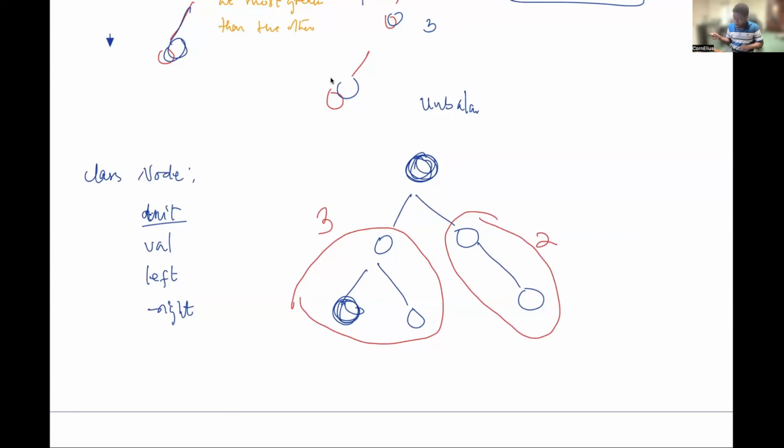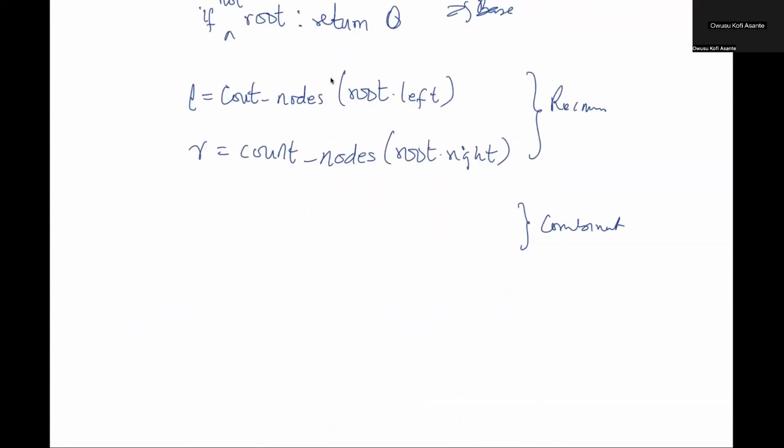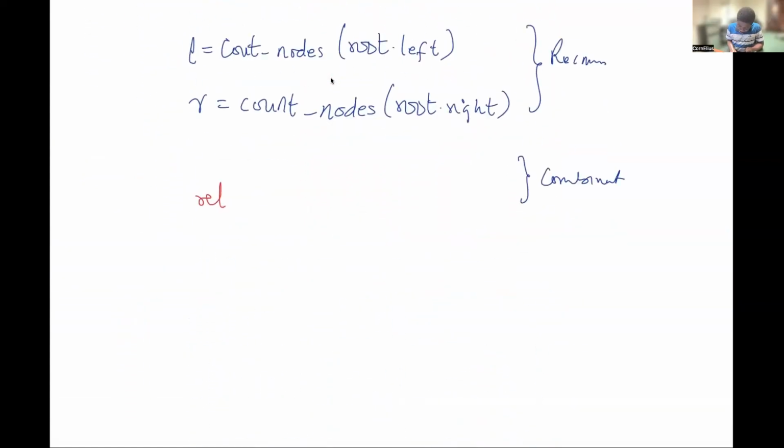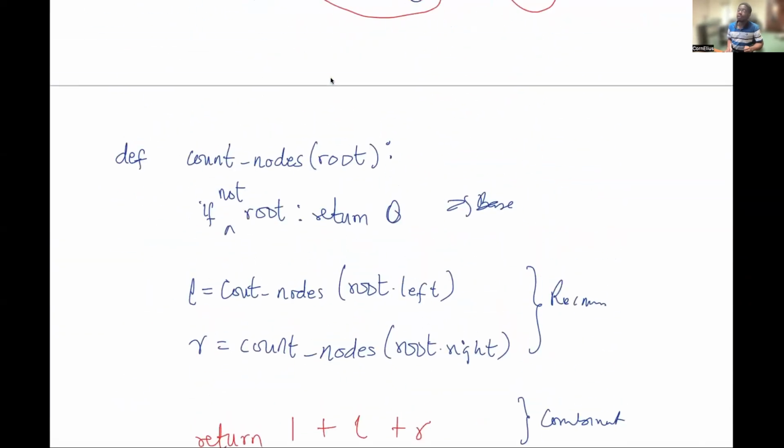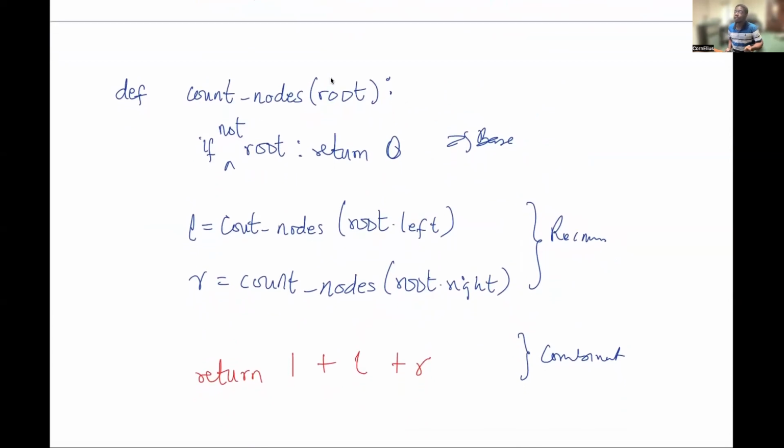Anyone? How many nodes are in this tree? 3 plus 2 plus 1. Good. 6, right? So that means we're simply going to do return 1 plus left plus right, right? And we know that this 1 here is simply counting this root node, right? So we counted the number of nodes here, then 1, and that 1 is simply for this one. And this is indeed all the code to count nodes in a tree.